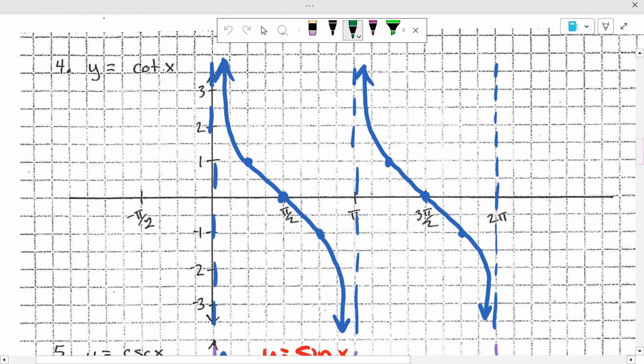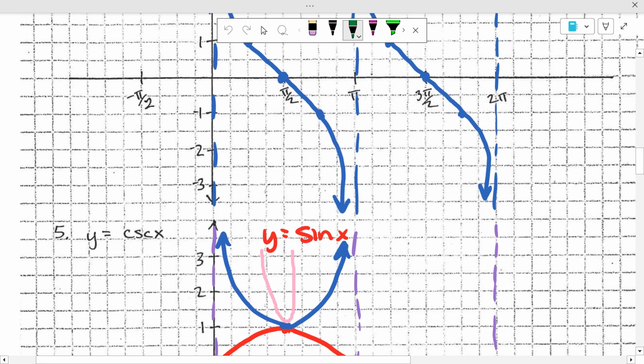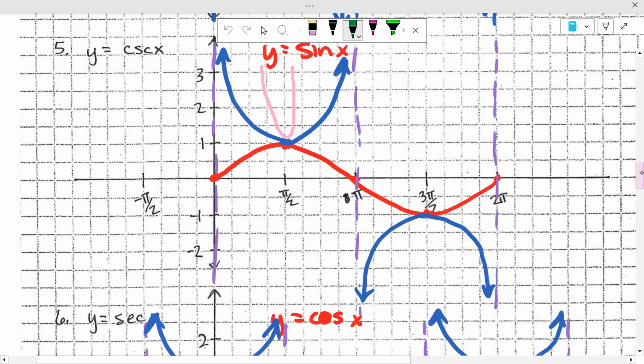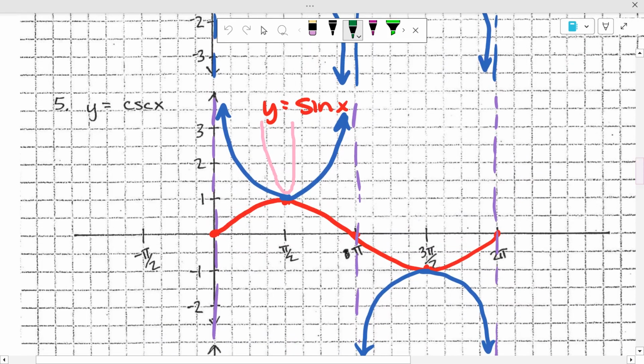Cotangent of x has asymptotes at 0, pi, and 2 pi. And so it's pi over 4, 1, pi over 2, 0, 3 pi over 4, negative 1. I know why that little pink thing is in there. That's what not to do.